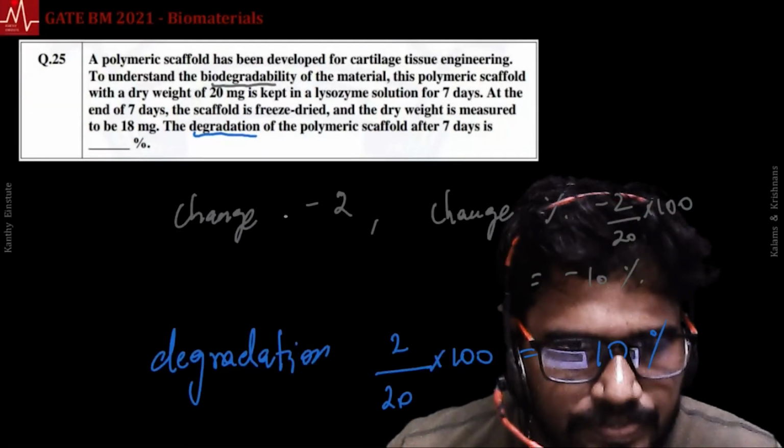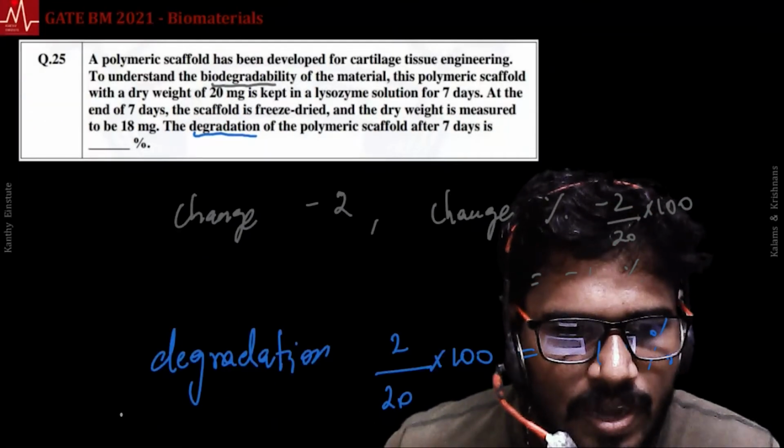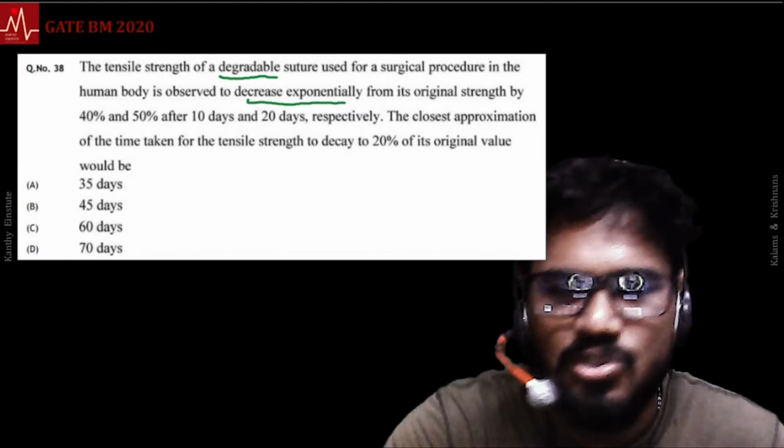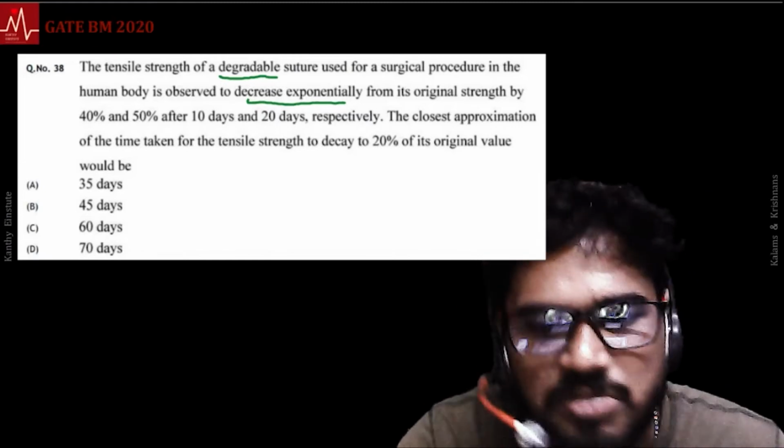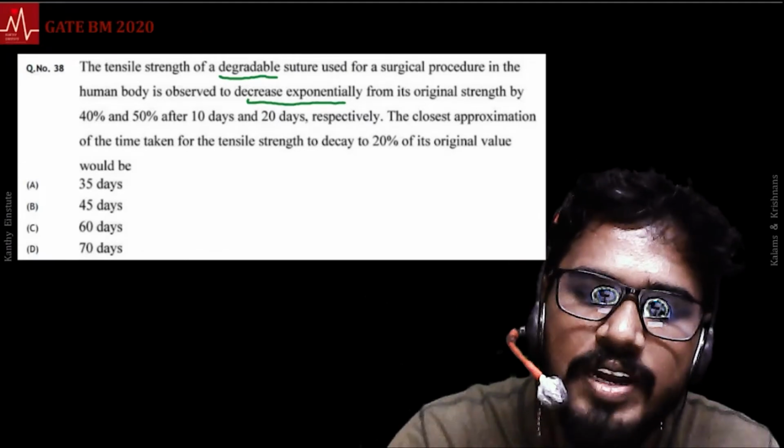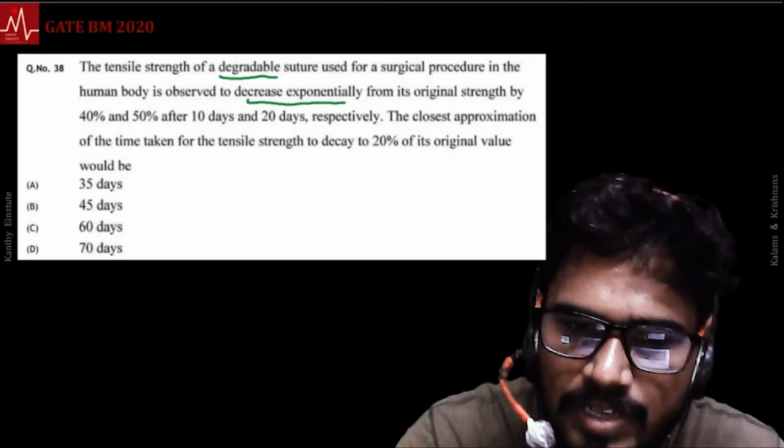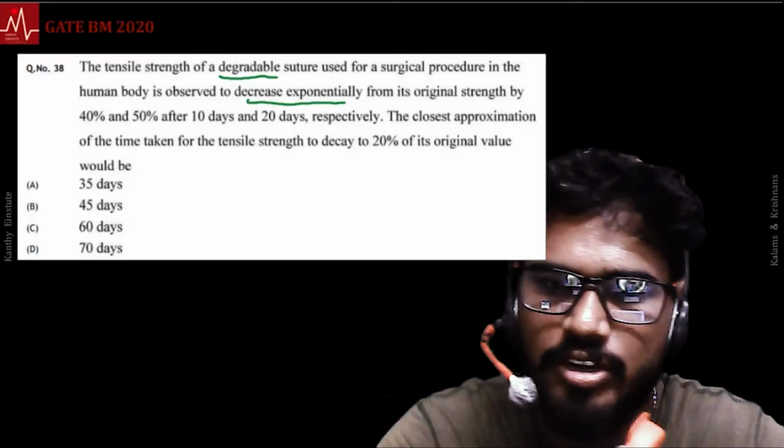In this question, you made it one level harder. So much change happens in so much amount of time. When will this much amount of change happen? How long will it take? Yeah, how long will it? When will 20% decay to 20% happen?